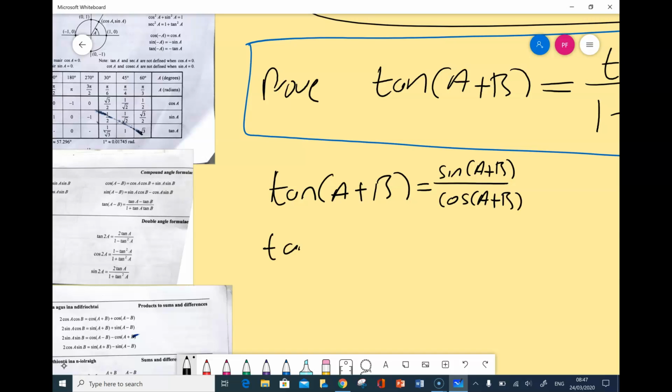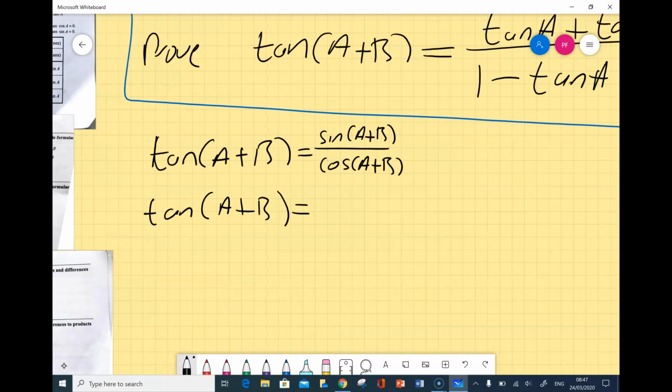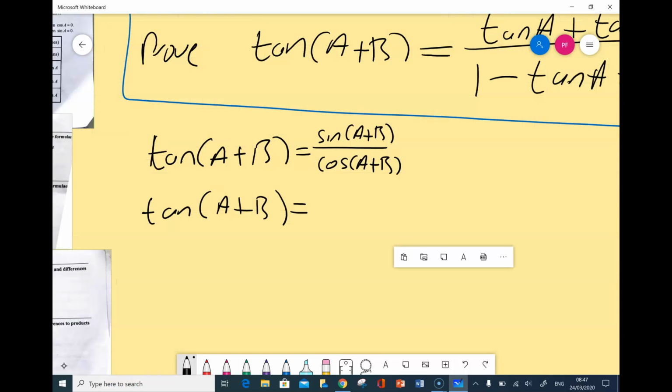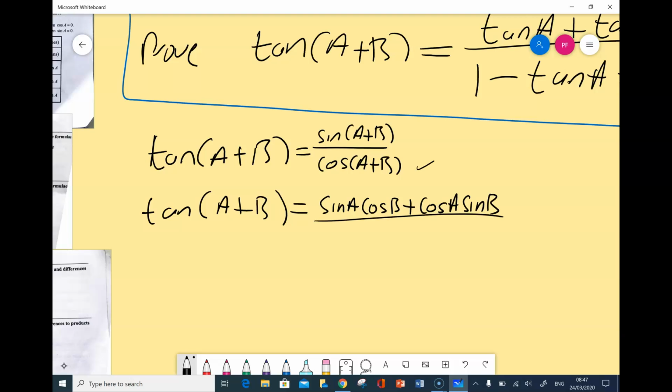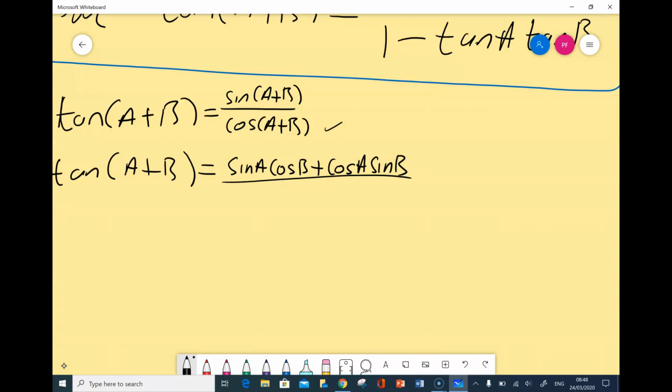So we have formulas for sine A plus B and for cos A plus B. So let's look at our sine A plus B formula. It's sine A cos B plus cos A sine B. So my top line will become sine A cos B plus cos A sine B. The bottom, I've got a cos A plus B formula. So we look at our cos A plus B: cos A cos B minus sine A sine B.